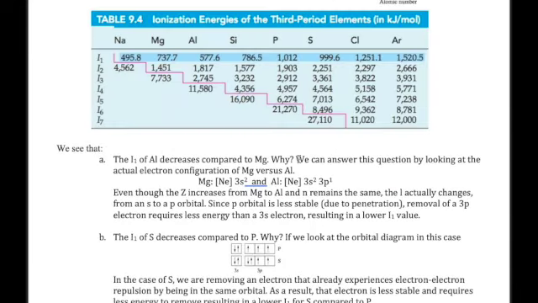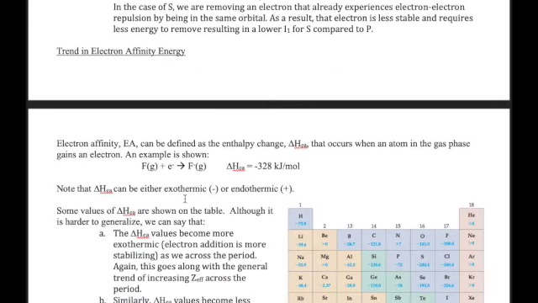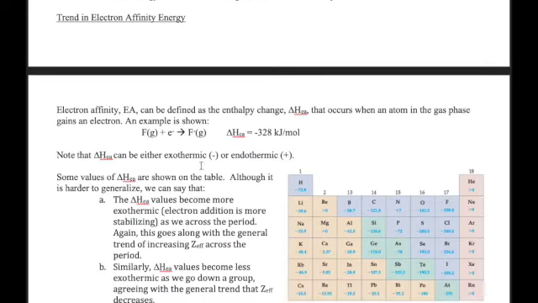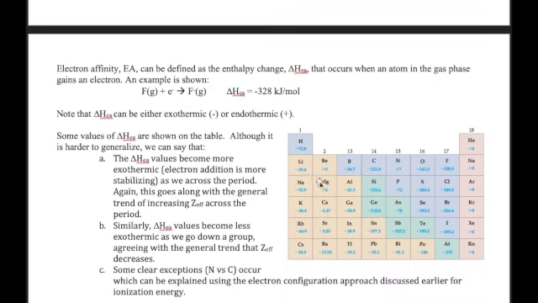For ionization energy, the value is always positive because it always takes energy to remove an electron. But for electron affinity, it could sometimes be exothermic, could sometimes be endothermic. It just depends on who you're adding the electrons to. So you can see here in this table of electron affinity values, most of them are negative, but you can see that for nitrogen, for example, it's a positive.